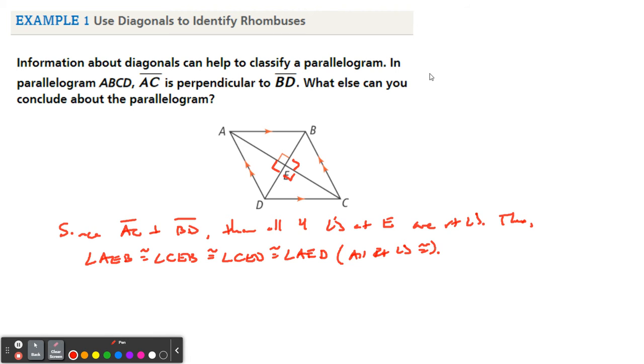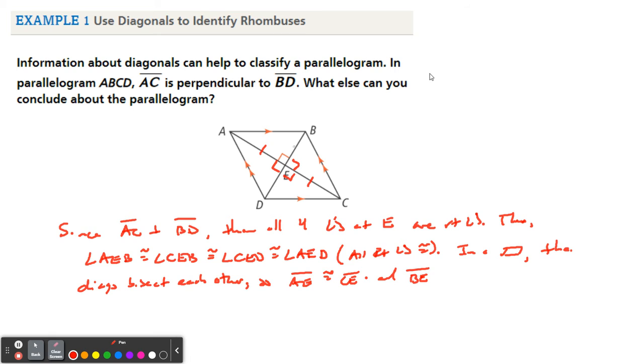In a parallelogram, the diagonals do bisect each other. The diagonals bisect each other. So we know that segment AE is congruent to segment CE, and we know that segment BE is congruent to segment DE.